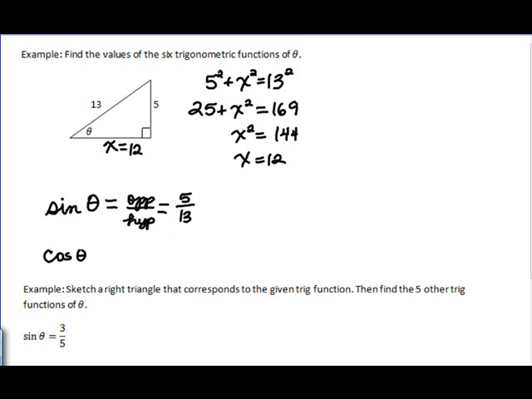In fact, you may want to make a note. This is the side opposite. This is the side adjacent. And this is the hypotenuse. And I don't think I used the same color scheme I did on the previous drawing, but that's okay. Now, what about cosine of theta? Cosine of theta is adjacent over hypotenuse. So it would be 12 over 13.